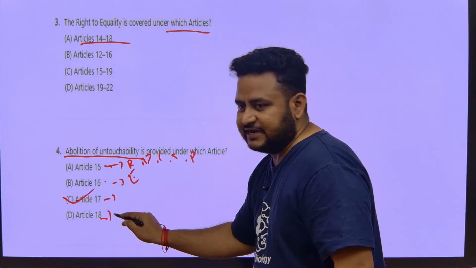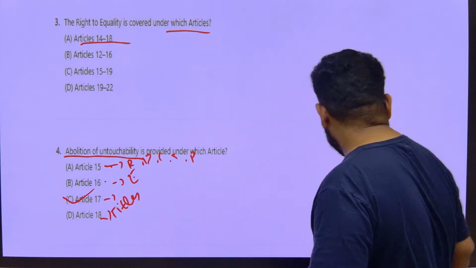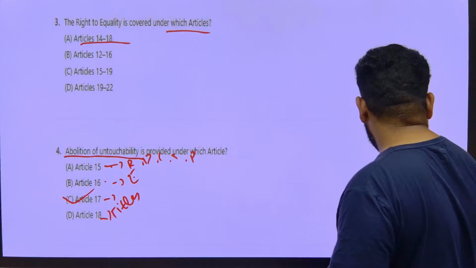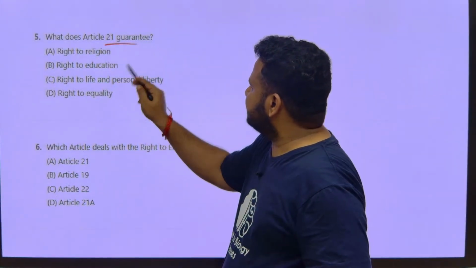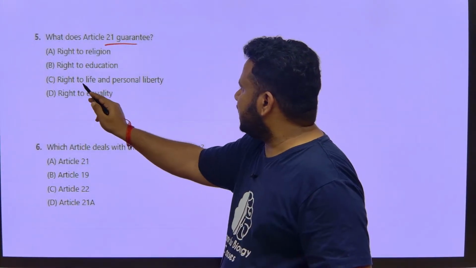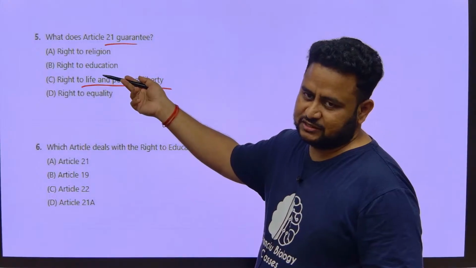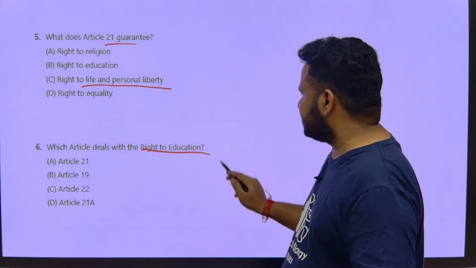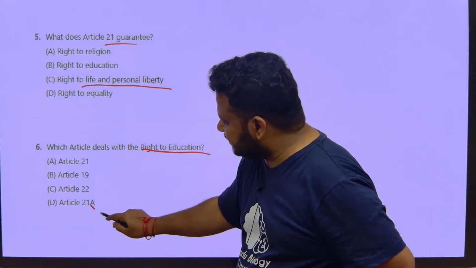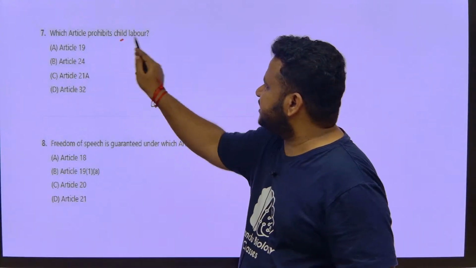Article 18 is about titles. Next thing. Article 21, get it? Right to life and personal liberty. If I say Article 21A, it is right to education. 21 is right to life and personal liberty. Which article deals with right to education? 21A. Next thing. Which article prohibits child labor? Child labor.